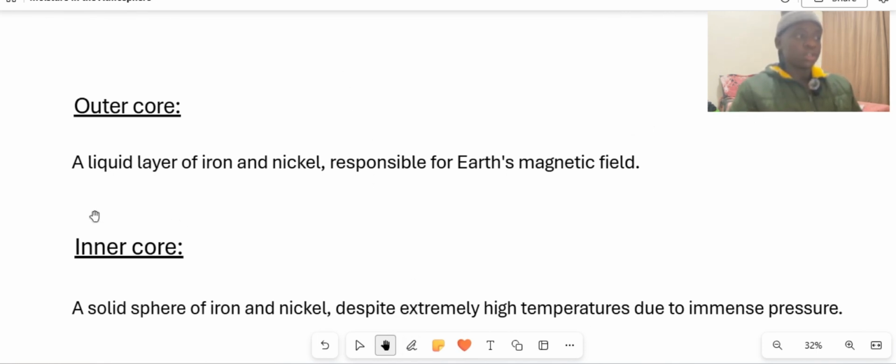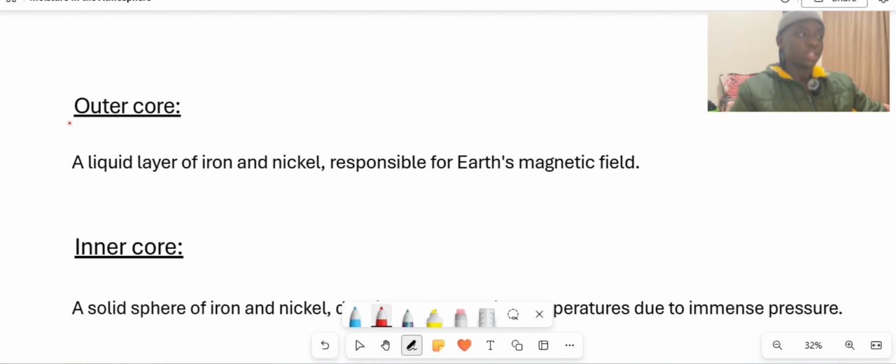So as we go on to the third layer, we have what they call the outer core. The outer core is a liquid layer of iron and nickel responsible for the Earth's magnetic field. That does not matter for this grade. If you're interested in this topic, you can learn more. But then for my grade 10s, I just want you to know that we have an outer core after the mantle.